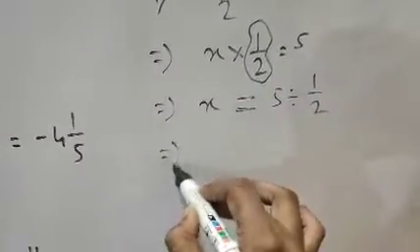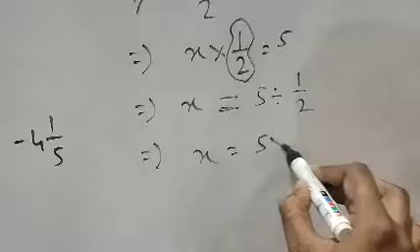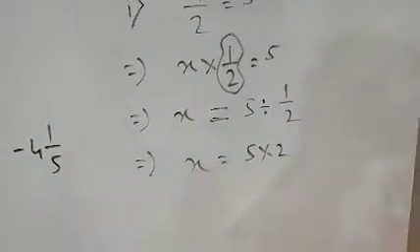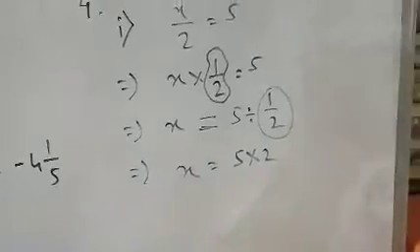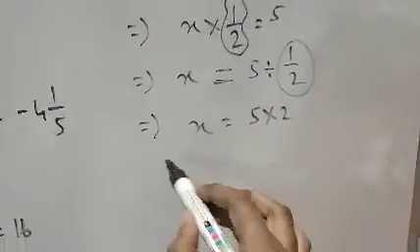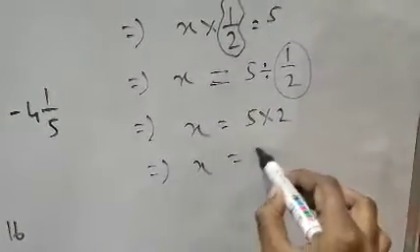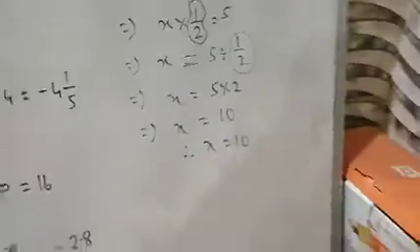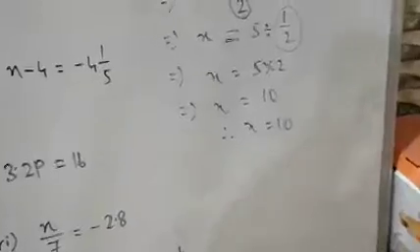5 division 1 by 2 means it will be 5 into 2, because if you want to convert from division sign to multiplication sign, this number should be reversed. So 5 into 2, so answer is 10. So x will be equal to 10. Next.